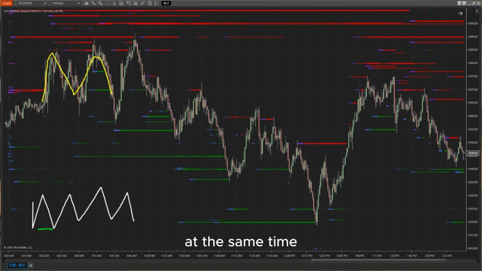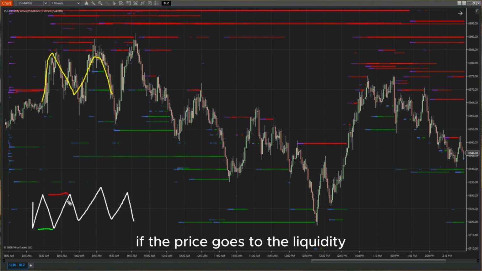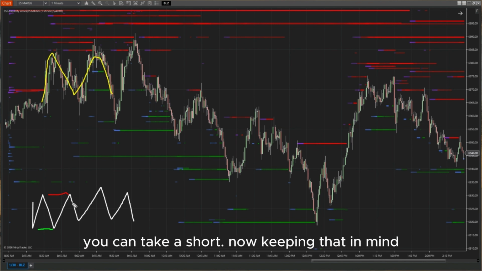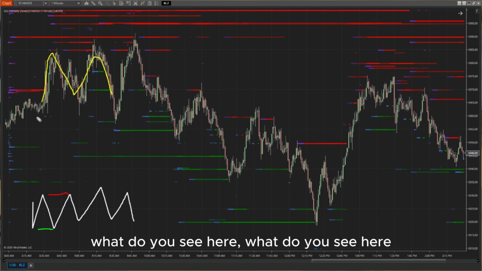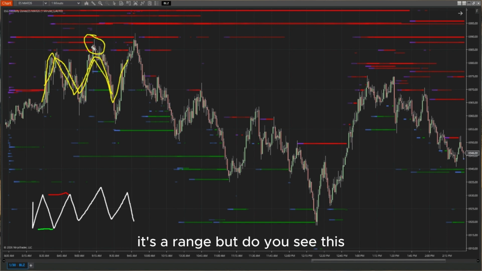At the same time, I also mentioned, if there is a liquidity up here, if the price goes to the liquidity, eats the liquidity, rejects immediately back into the range, you can take a shot. Now, keeping that in mind, what do you see here? It's a range, right? But do you see this price went into the liquidity, immediately rejected there? You can take the shot until here.